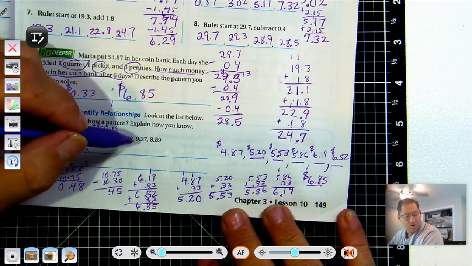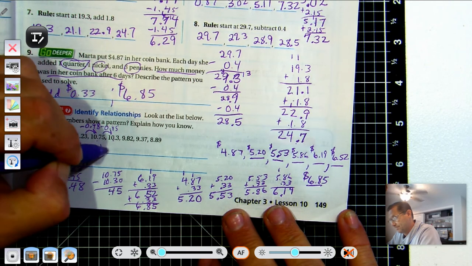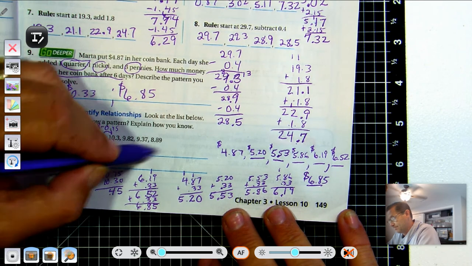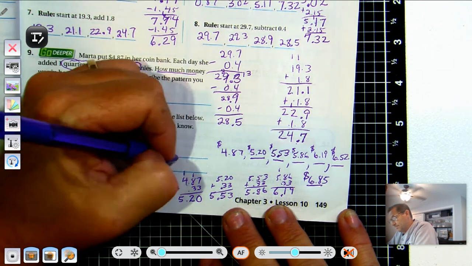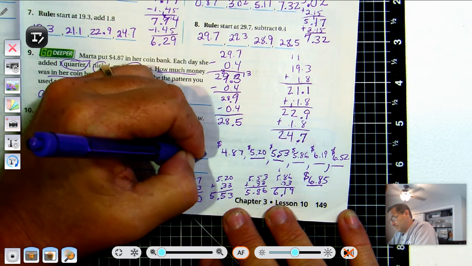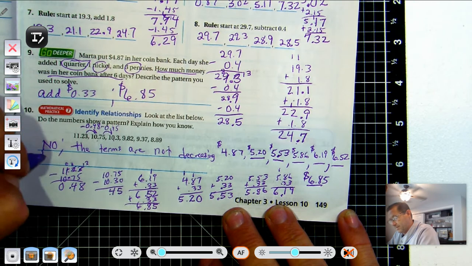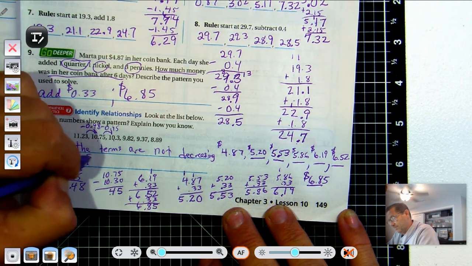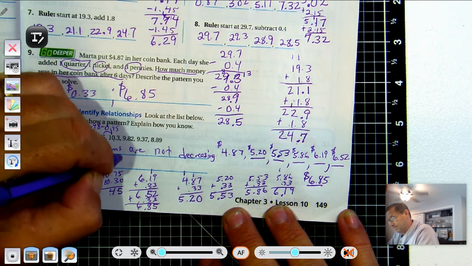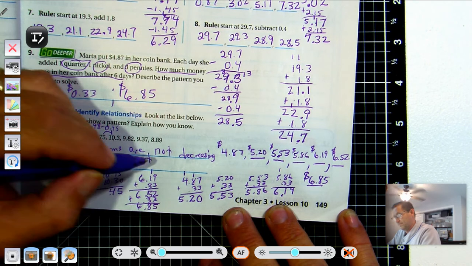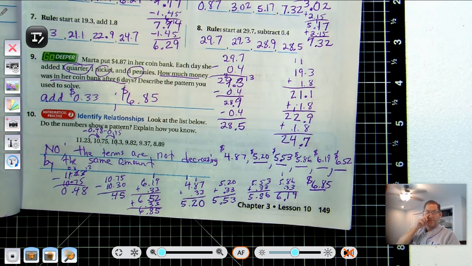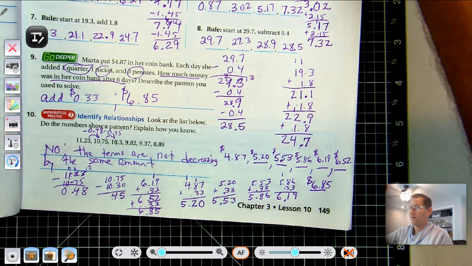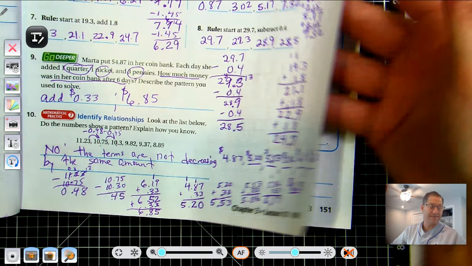The terms are not decreasing by the same amount, so there's no rule there. All right, so let's look at page 150.